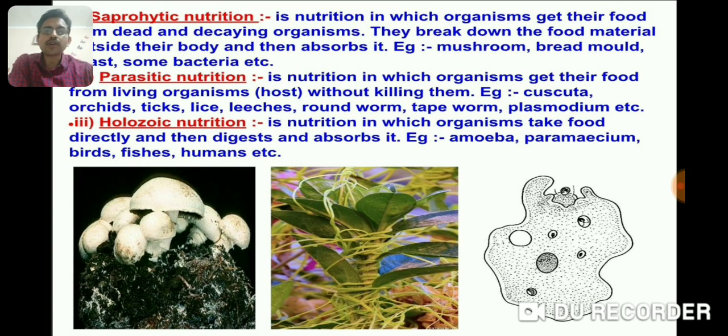The next mode of heterotrophic nutrition is holozoic nutrition. This is the type of nutrition in which organisms take food directly and then digest and absorb it inside the body. Examples include amoeba, paramecium, birds, fishes, humans, etc.